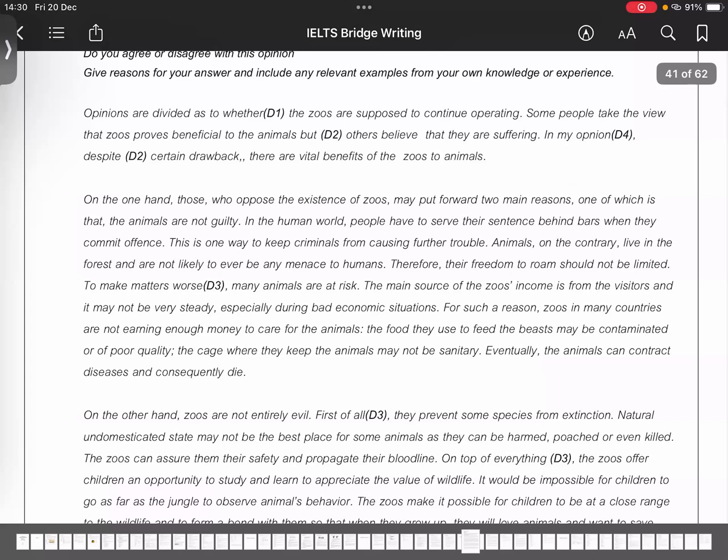Okay? So if you want to shut down the zoo, would you be talking about the positive aspects of the zoo? No. You're going to be talking about the disadvantages of the zoo. One of which is that animals are not guilty, and that is the first reason. Okay? So this person says that people who want the zoos to be shut down probably think that animals didn't do anything wrong, and animals are not guilty.